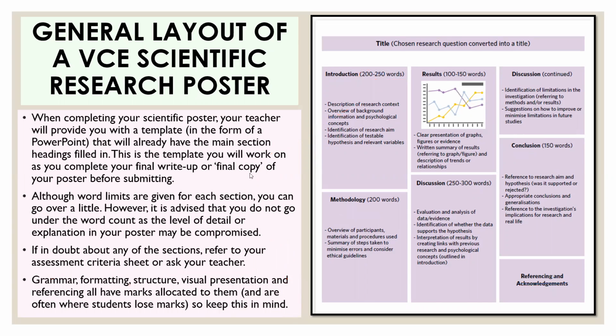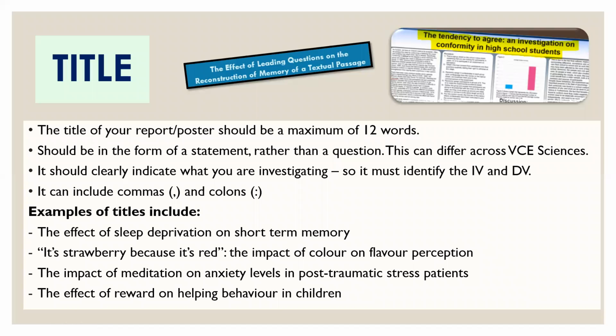Okay, moving on. Now we're going to look at each of the sections of the research poster. The first one is called the title. The title is related to the research question, but it's not in the form of a question. I know that this can be different across the VCE sciences. For example, next year, if you're planning to do VCE chemistry, I know that in chemistry it tends to be a research question sometimes. In psychology, though, it generally tends to be in the form of a statement, rather than a question.